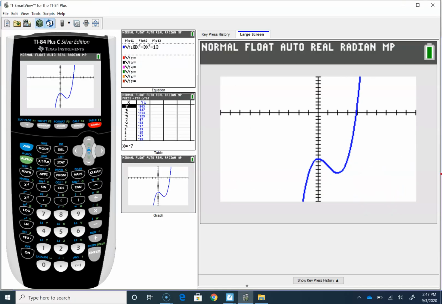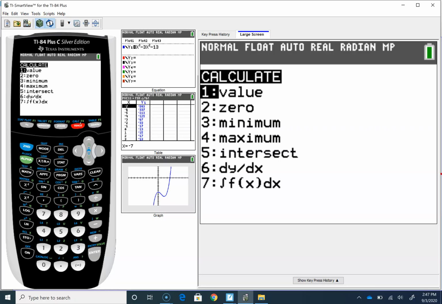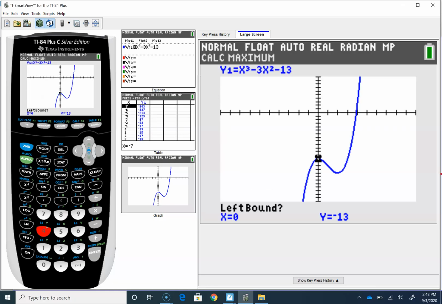So I'm going to go back. And if I want to find that max, I'm going to calculate. And if you notice, it calculates in blue here. So I'm going to put the blue calculate. And I want to calculate the max. So I'm going to pick number 4. And I'm going to just follow the directions, left bound. So I want this little blinky to be to the left of the max. So I'm just going to use my arrows and slide it over so I can see that it's to the left of the left bound. Once it's left bound, I'm going to push enter.